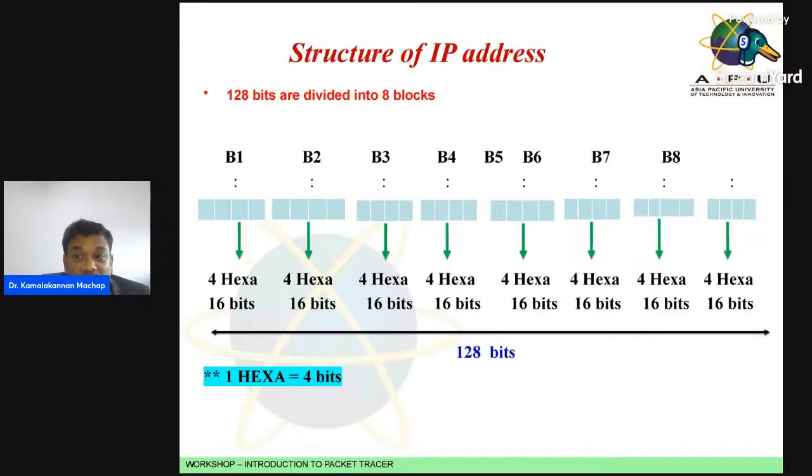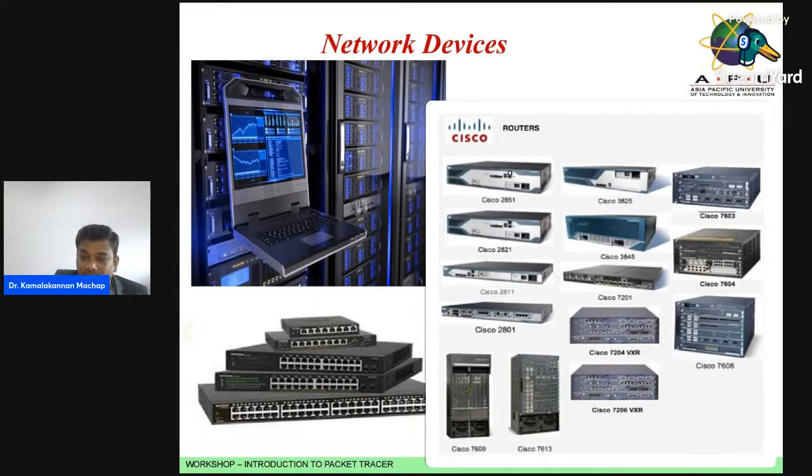Here, totally 8 blocks, and each block has 4 hexadecimal digits, and each hexadecimal digit has 4 bits. So 4 plus 4 is 8, plus 4 is 12, plus 4 is 16 bits, which means each block has 16 bits. 16 times 8 is 128 bits, the length of IP version 6. Okay, now let me show some examples.